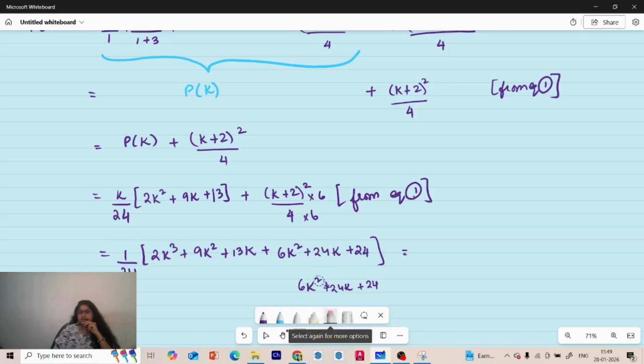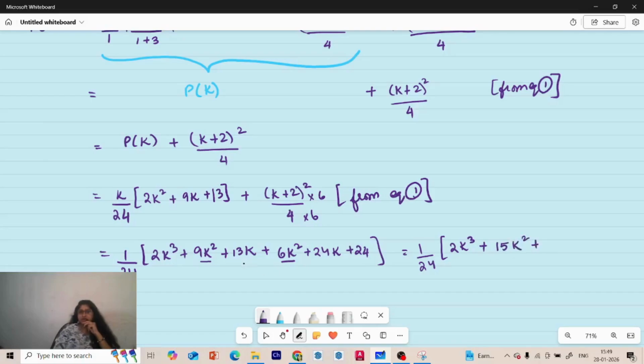Okay, nothing, I've just opened the bracket and added them. ఇప్పుడు like terms అన్ని యాడ్ చేసుకుందాం. 1/24 into 2k cube కి there is no like term, k square కి there is 1 కదా. So that becomes 15k square plus 13 plus 24 అంటే ఎంత 37k plus 24.